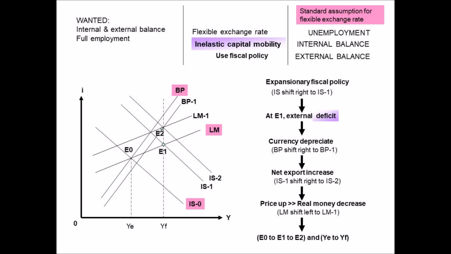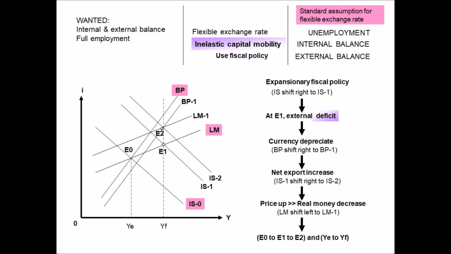Under the flexible exchange rate, net export is part of IS, so the IS curve will shift to the right. Then you draw the IS curve. You see IS0 shift to IS1 because of the expansionary fiscal policy, and then to IS2 because of the net export. Currency depreciation and net export increase also cause your price to go up.